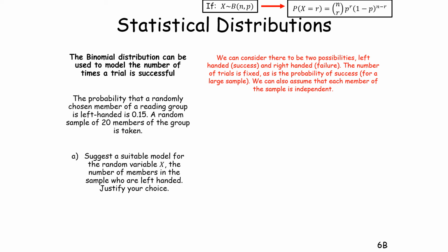So we consider there to be two possibilities. You're either left-handed, in this case the left hand will be success, or you're right-handed, which will be the failure. The number of trials is fixed, as is the probability of success. We can also assume that each member of the sample is independent. Therefore, the suitable model would be a binomial distribution. So X approximates to a binomial distribution with number of trials 20 and probability of 0.15.